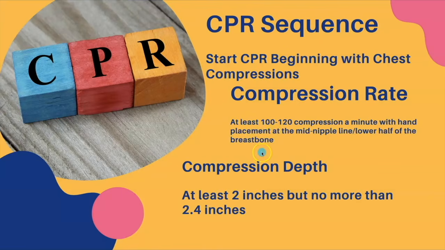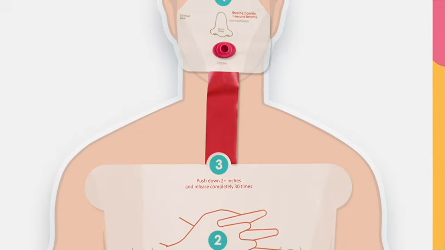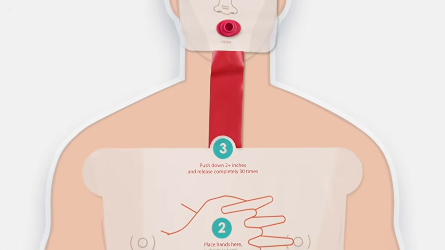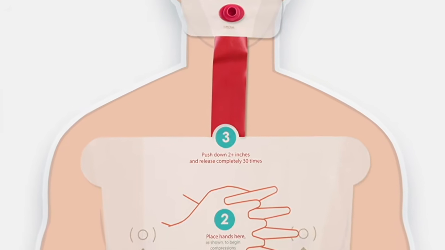With the CPR sequence, you already know they will test the compression rate. This is all for adults, by the way, this is adult cardiac life support. I do have a BLS video. You can check that out if you want the parameters for children. But for adults, you want to compress at a rate of at least 100 to 120 compressions a minute, and the hand needs to be at the mid nipple line, which is the lower half of the breastbone. A lot of times they will test that too.